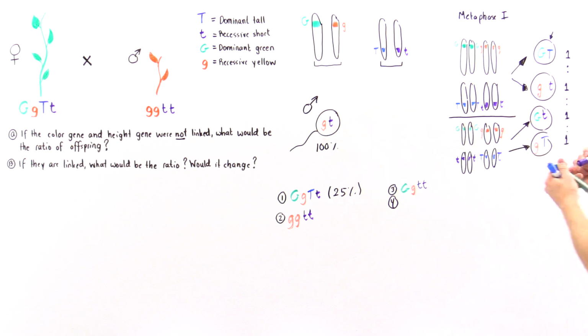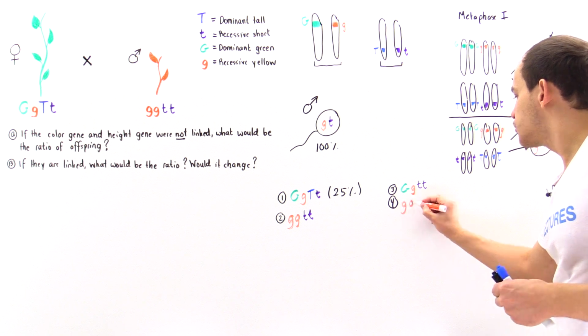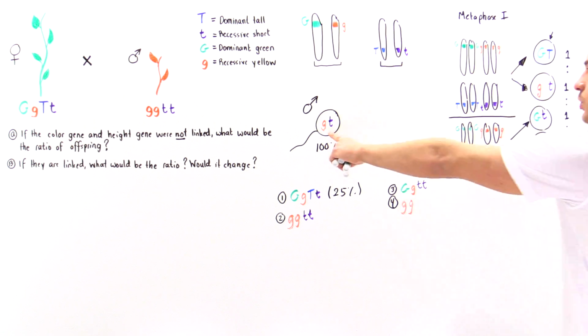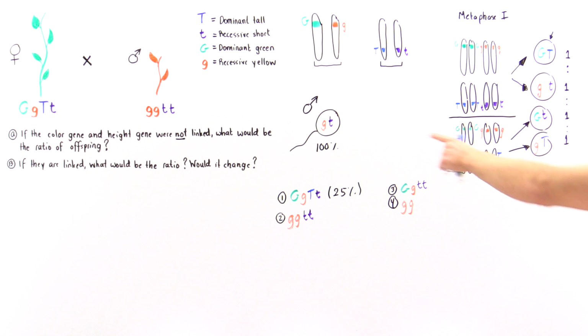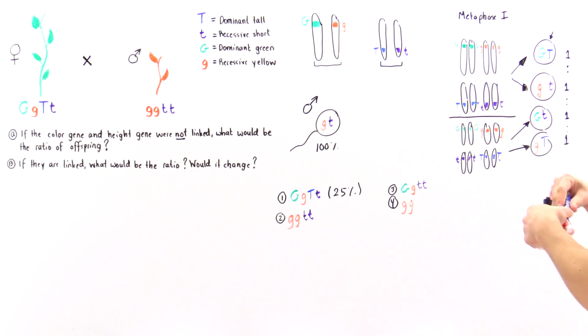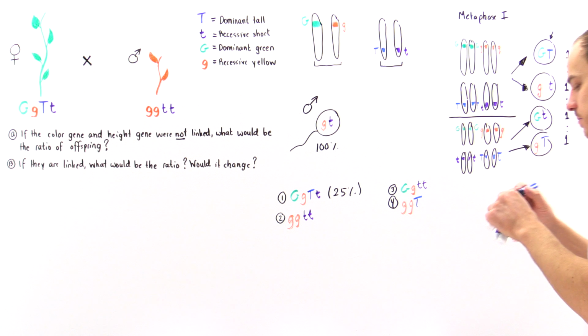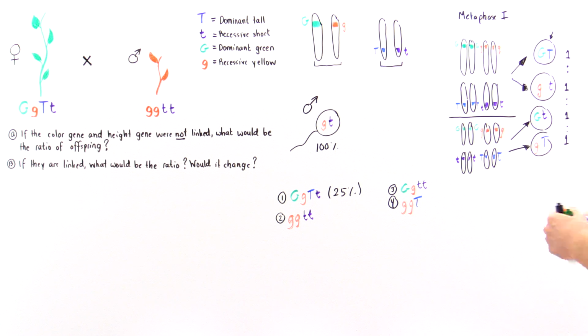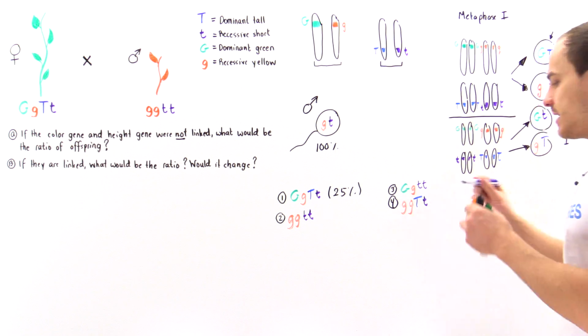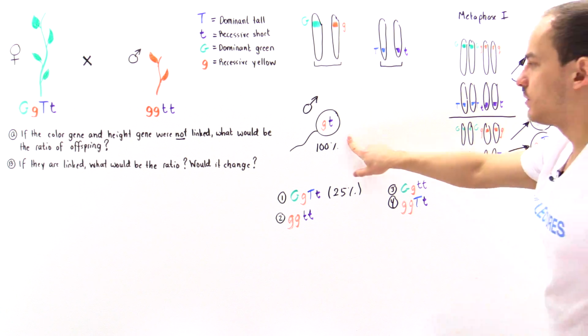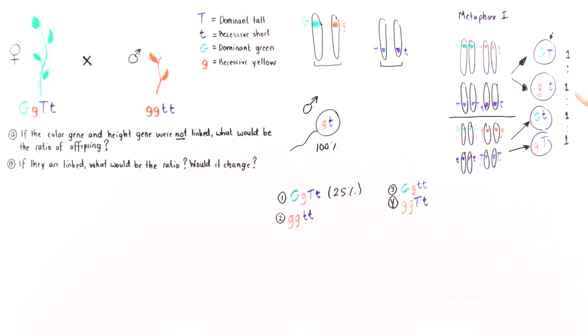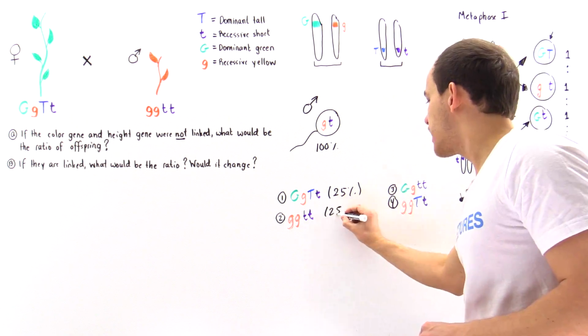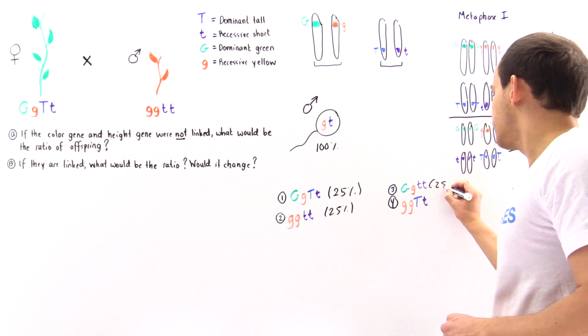We produce lowercase g's and then uppercase G. So we have lowercase g, lowercase t, and an uppercase T. The dominant always comes first, and so we have uppercase T, lowercase t. And once again, because the likelihood of this taking place is 1 multiplied by 0.25, it is 0.25. So we have a 25% chance of each one of these taking place.